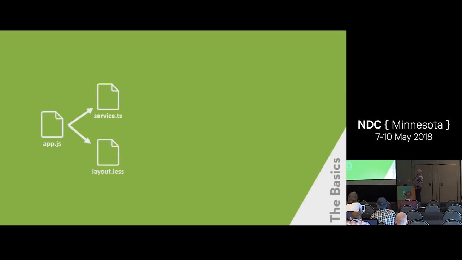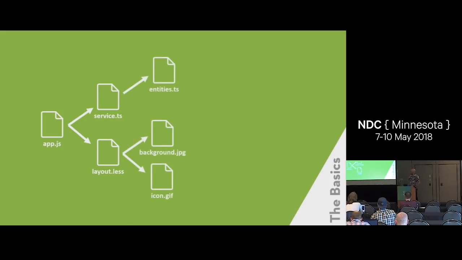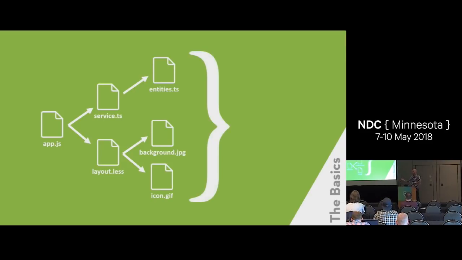So it goes and it looks at these files, and then it figures out that, okay, so the service.ts requires entities.ts, so it adds that to the graph, and then the layout.less actually contains some image references, so it looks into the less and looks, whoa, so you want to bundle the background.jpg and icon.gif as well. And Webpack goes, fine, I'll bundle this for you. And it takes all of that stuff, and it gives you a JavaScript file.